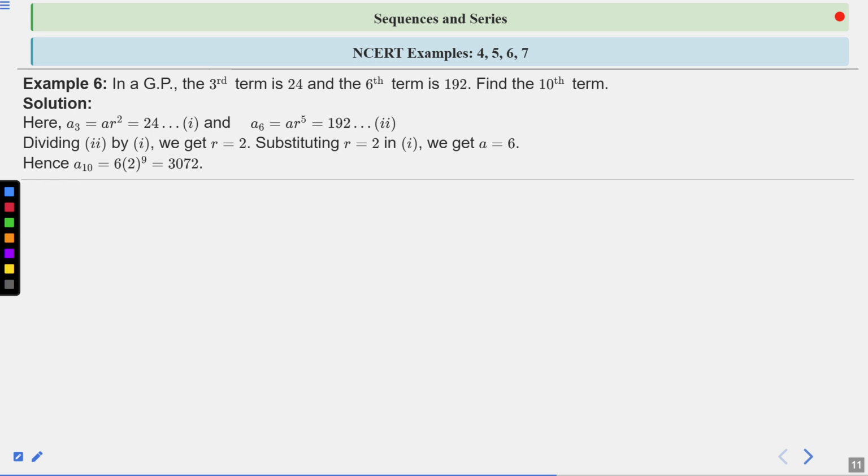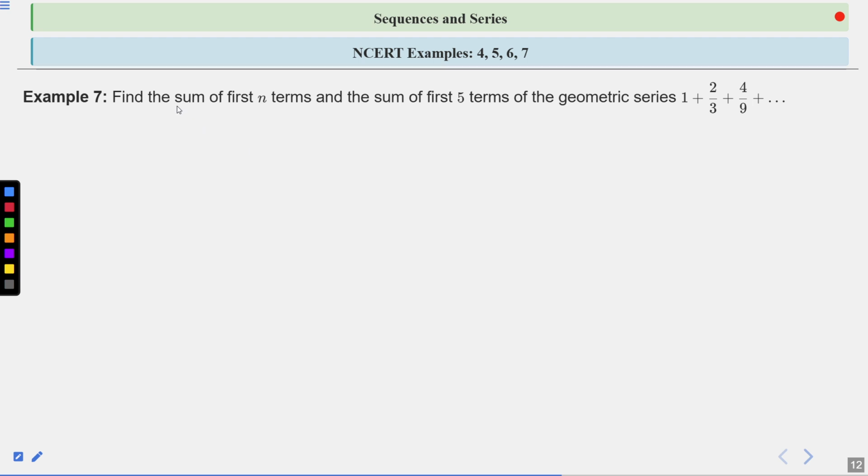Hence, using nth term formula, we will get our A10 term. So A10 is going to be first term 6 times common ratio raised to power n minus 1, so 2 raised to power 9, which gives me 3072 as my 10th term. Simple. Moving to next. This example.